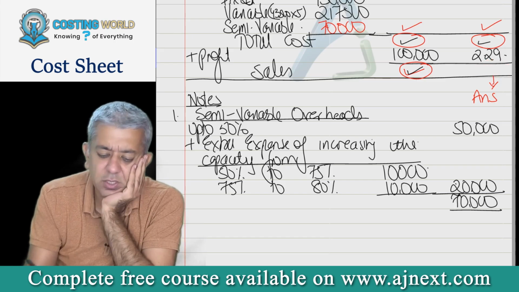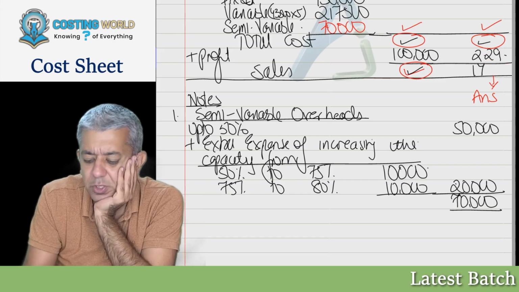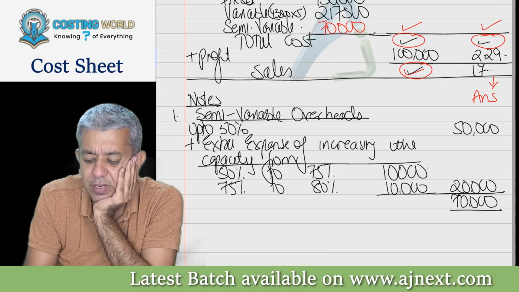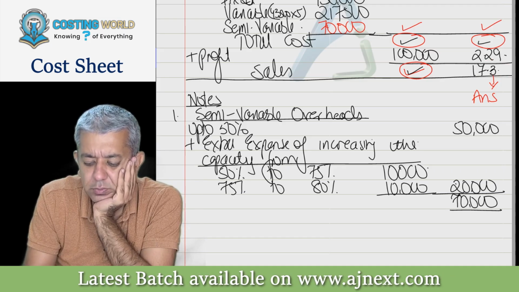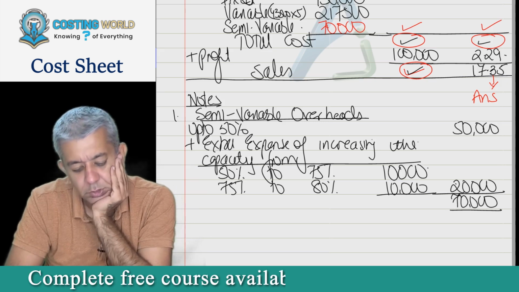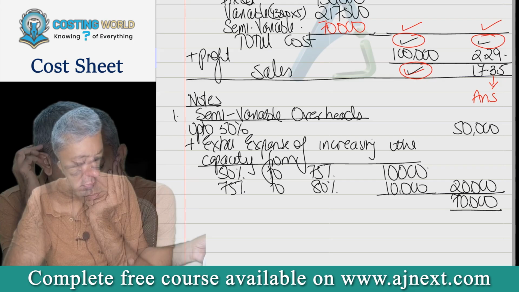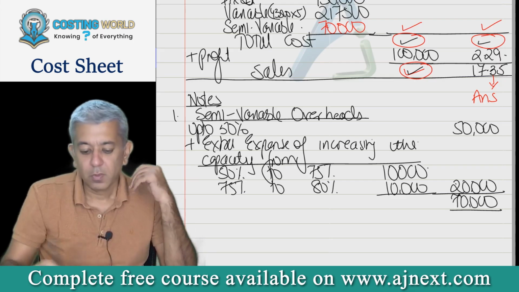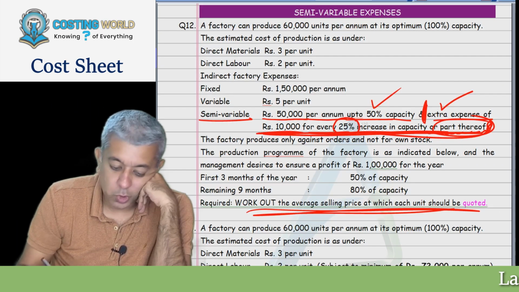17.35 or 36, that's okay, it doesn't make much of a difference, but it is 17.335, right? Okay. Just copy down this working note, please. This is your question number 12.